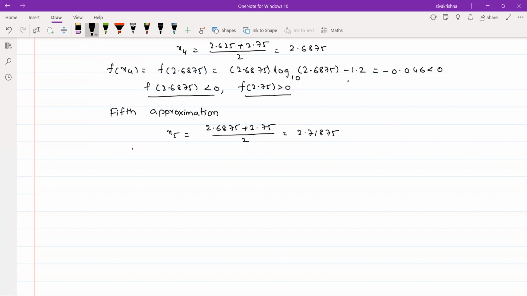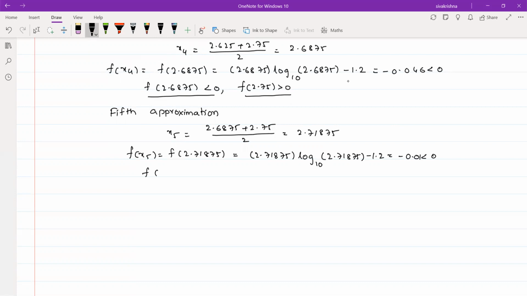Okay, no problem. Once again, we have to find f of x5. This is equal to f of 2.71875. So this is equal to 2.71875 into logarithm of 2.71875 to the base 10 minus 1.2. It means we have to substitute the approximation value in the given equation, so that we get f of x5 approximately equal to minus 0.01, which is a negative value.